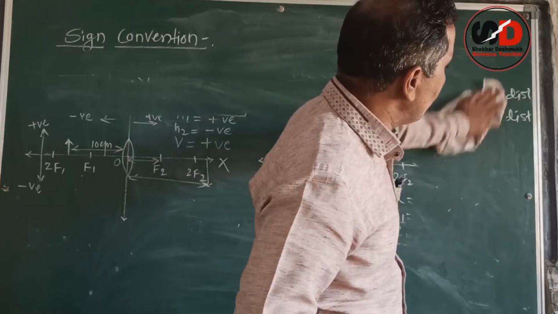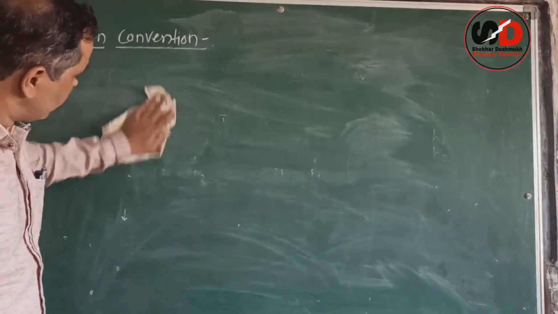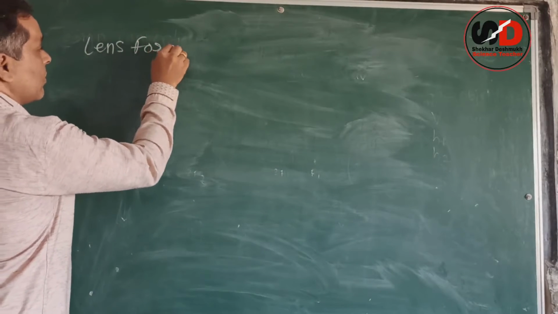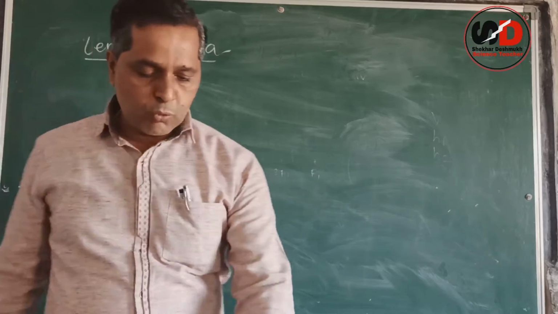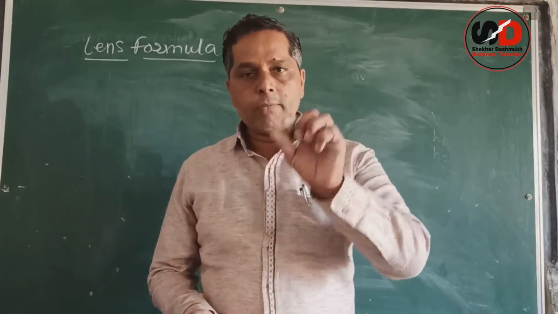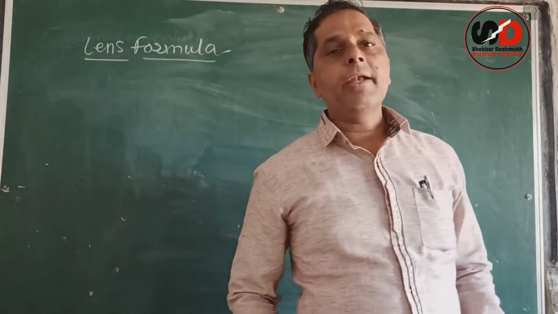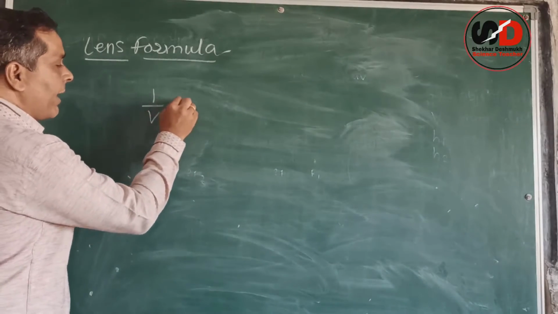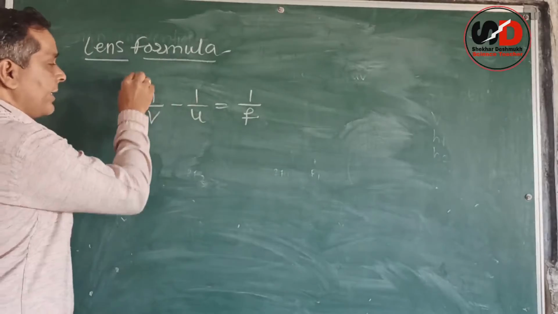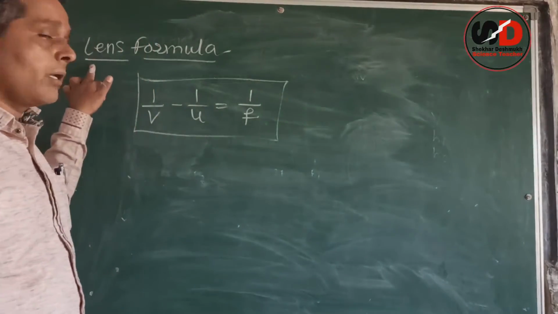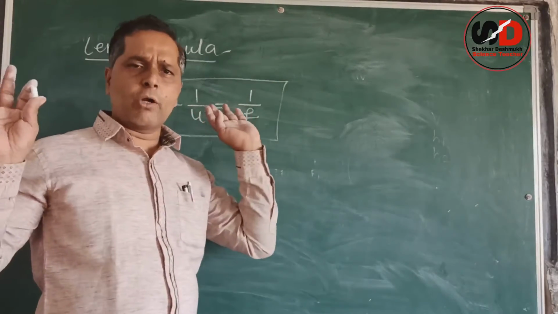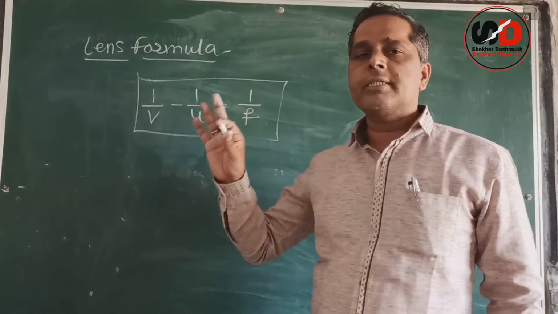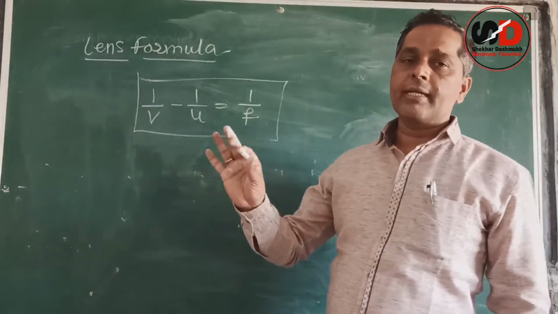Now let us see what the lens formula is. The lens formula gives the relation between object distance u, image distance v and focal length f of the lens: 1 by v minus 1 upon u is equal to 1 upon f. It is true for both lenses, concave or convex, or all types of lenses. But the condition is we should use proper sign conventions.